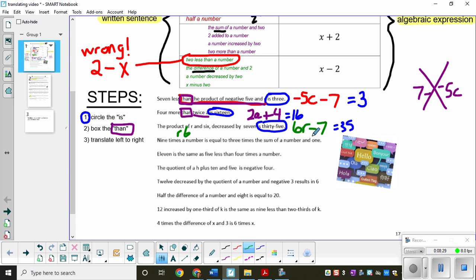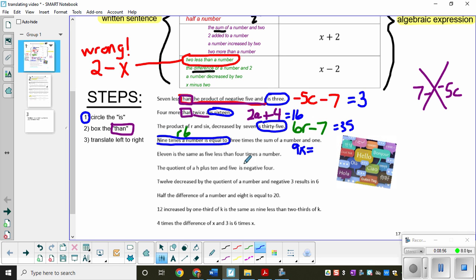There's a lot going on here. I see the word is. 9 times a number is equal to. So we have here 9 times a number is equal to. Now on the other side, it says 3 times the sum of a number and 1.